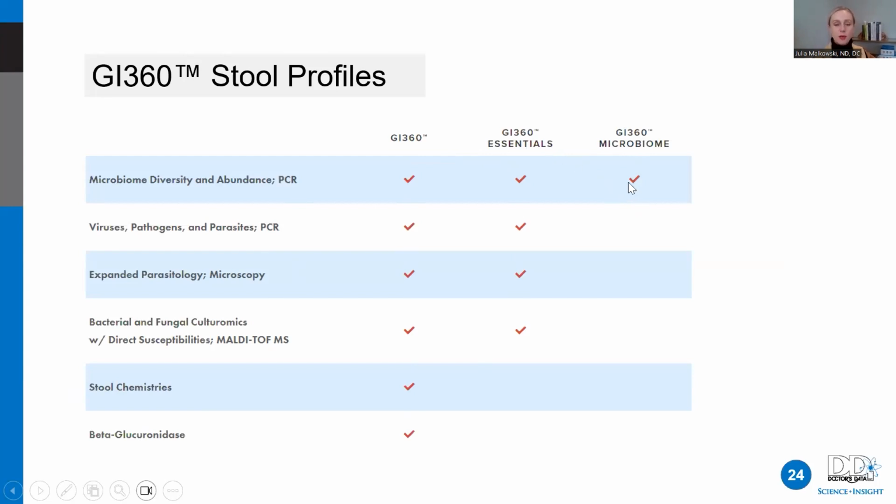So GI360 Microbiome, let's say everything was good on your patient's report except for that abundance and diversity and dysbiosis, you can just reorder the GI360 Microbiome. Let's say they had an issue with abundance and diversity, but then they also had some dysbiotic bacteria and dysbiotic yeast, but they didn't have any issues with stool chemistries. Short-chain fatty acids were good. There was no issues with inflammation. So just reorder the GI360 Essentials so that you do have options.